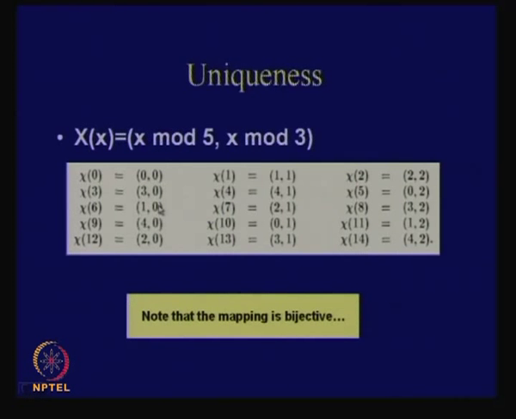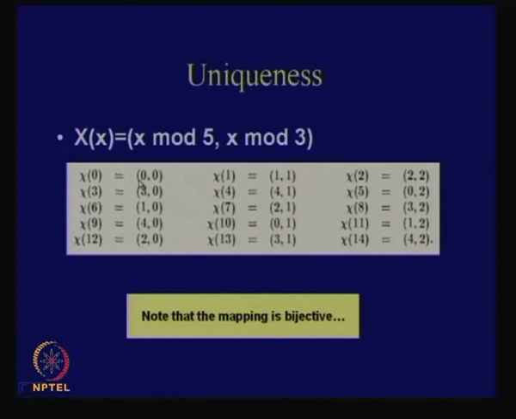Cardinality becomes equal from here, right? Because you see that your input size is actually equal to what? There are 15 values in this case in the domain part. In the range part also, you are storing them as numbers that can vary from mod 5 and mod 3, right?